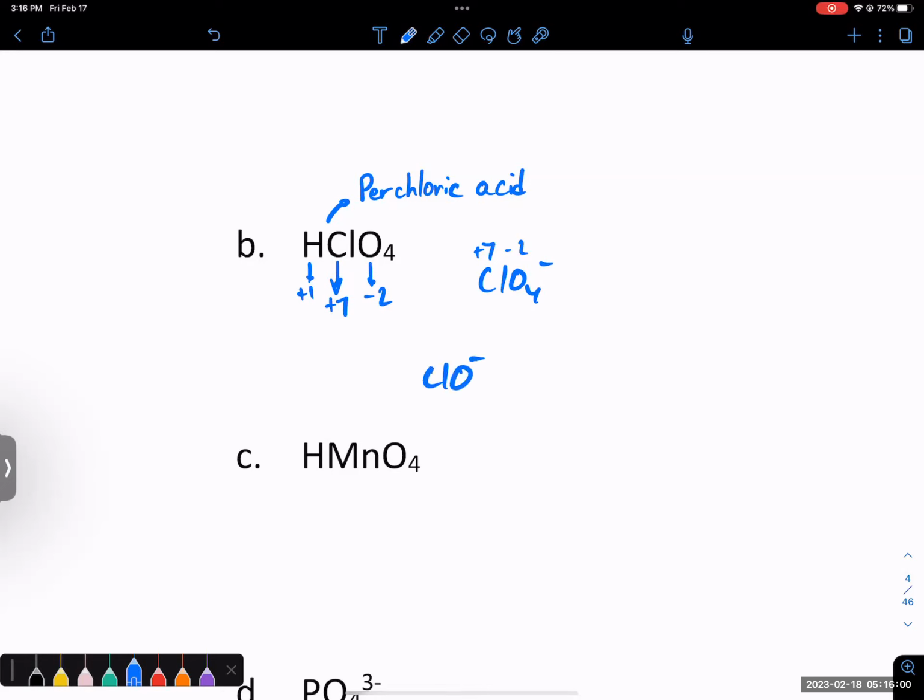This stuff is not the worst. Bleach is actually sodium hypochlorite. Now, +1 isn't as bad as +7, that's why you're able to isolate things like bleach.